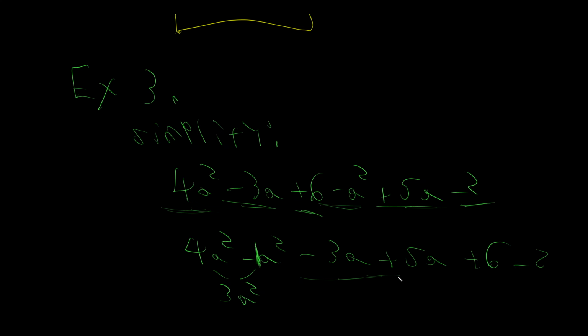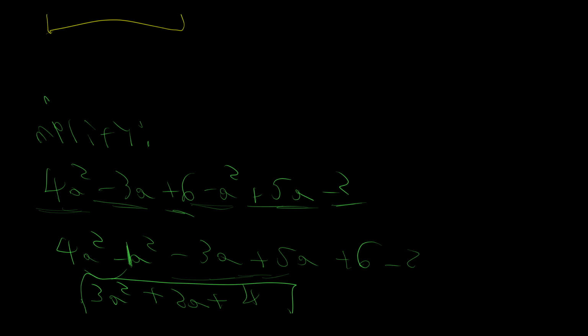Now, look, this part, we're taking away 3a, and we're adding 5a. So let's say you have 5 apples, and you take away 3, and then you put back in 5. How many total apples did you gain? So you took away 3, so you had 2. Then you added 5, so now you have 7. You started with 5, so you gained 2. 2a, yeah. And now 6 minus 2, that's just plus 4. And that's our final answer.